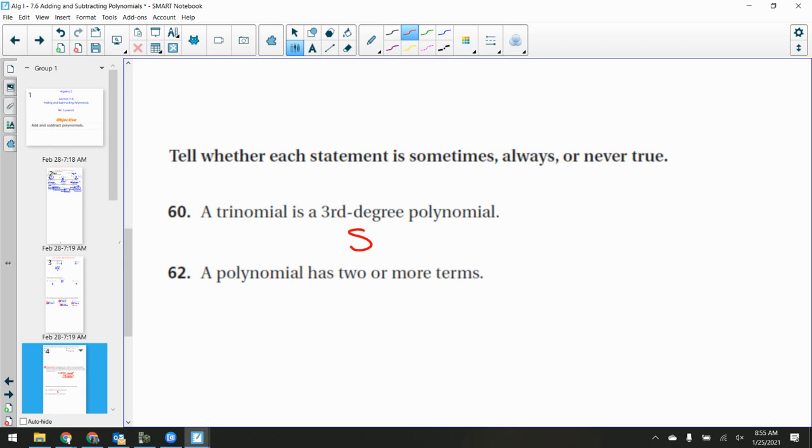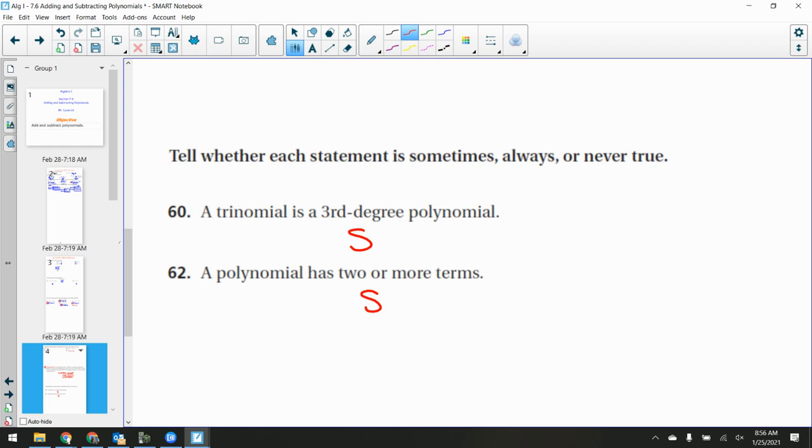A polynomial has 2 or more terms. Can a polynomial have one term? Is a monomial still a polynomial? Yes. Technically, yes. So a polynomial has 2 or more terms? Sometimes. That's another sometimes. Because we have a counterexample, but we have examples where it's true as well. A binomial is a polynomial, a trinomial is a polynomial, and so is a monomial, so is one term.